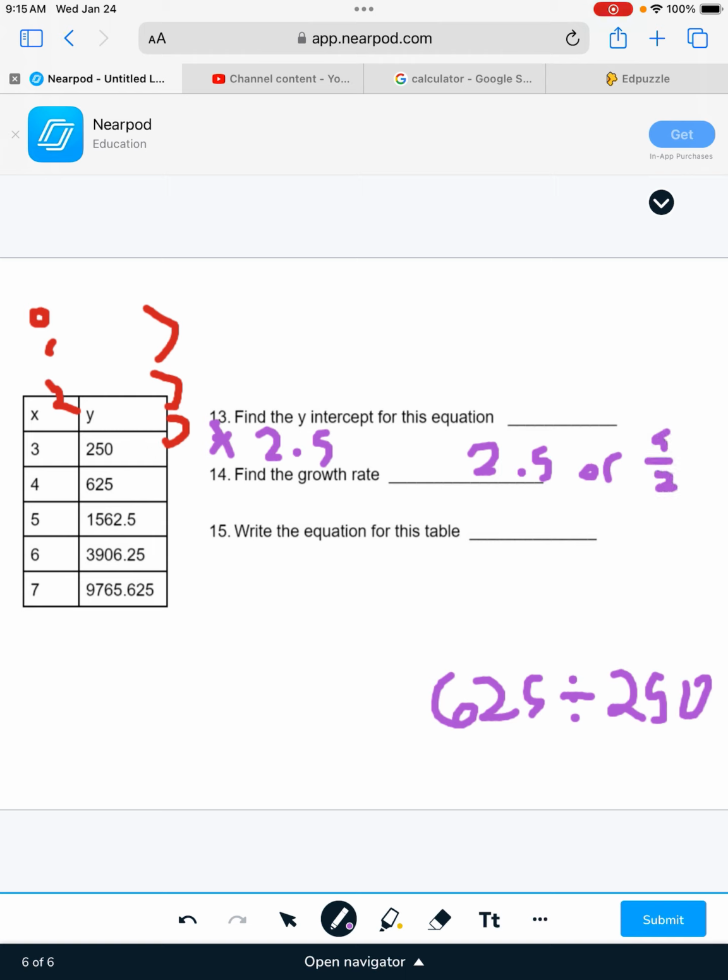That means that if I want to go backwards, I'm going to need to divide by 2.5 a couple of times. How many times? 3. Why? Because if I'm at 3, dividing by 1 puts me at 2. Dividing by a second one puts me at 1. The third one puts me at 0.